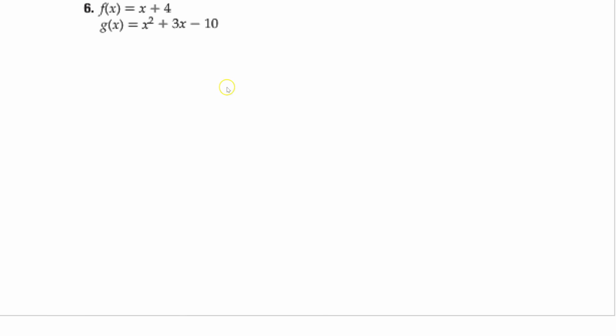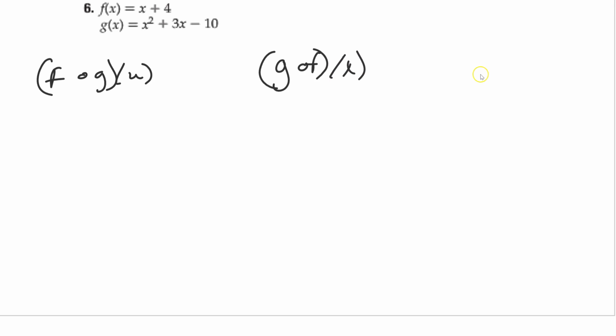That's the next one. Again, let's have some fun. Let's do f of g of w, just to show you the function. And then let's do g of f, but we won't simplify it all the way. And then for fun, let's do f of f.